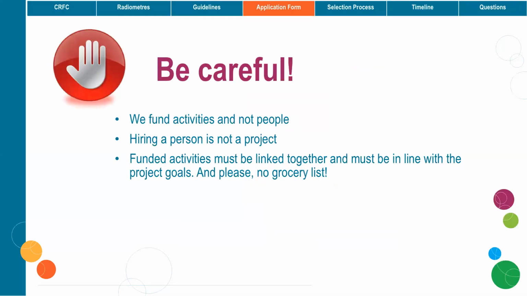A few warnings before we go on and really enter into the application form. One common mistake that we see is to present the employment of somebody as a project. So hiring somebody in order to make something is not a project in itself. What you have to expose in your application form is the goals that you want to achieve with your project and present the activities that will be done through the course of your project.